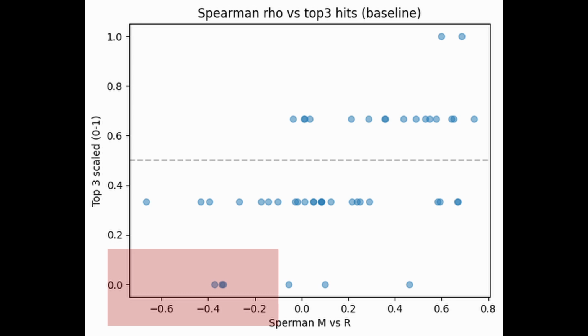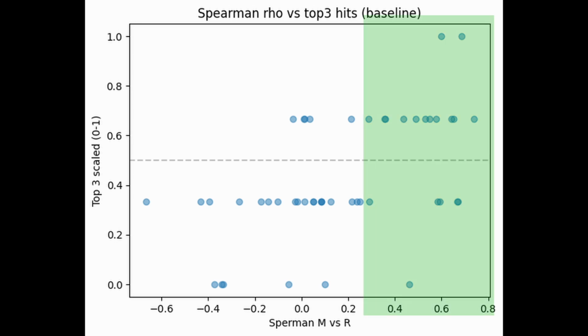On the left side, where Spearman is negative, the top 3 results are mostly poor. The model hardly finds any of the real top 3. But as we move to the right and the correlation becomes positive, especially around 0.3 to 0.7, the dots climb up. In those races, the model tends to find 2 or all 3 of the actual top 3 horses.